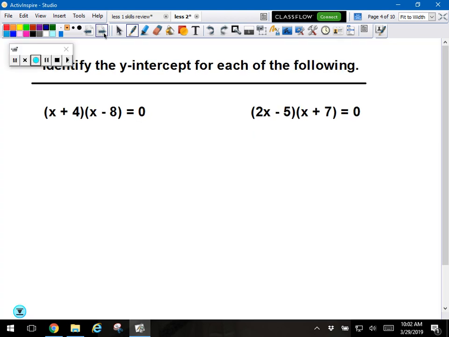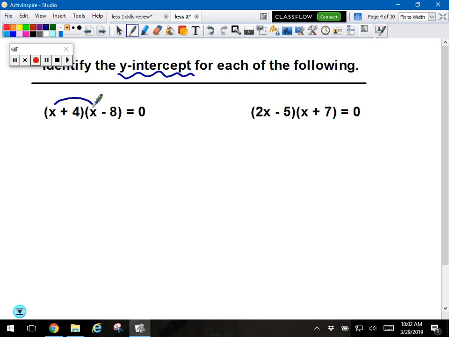Next problem in the set is in what we call factored form. In other words, if we were to do distributive property or that FOIL acronym, we would end up with our quadratic in standard form. So that's how we have to go find the y-intercept. We're going to have to do the FOIL.